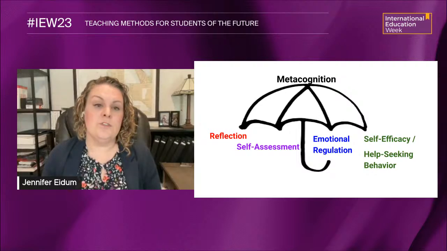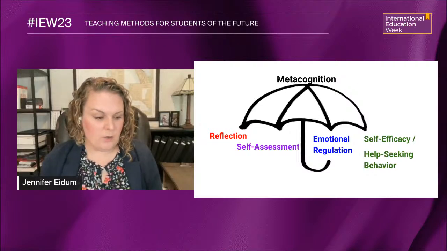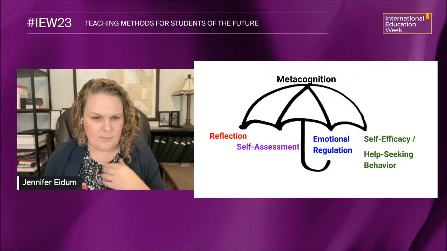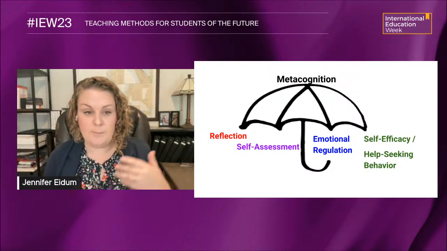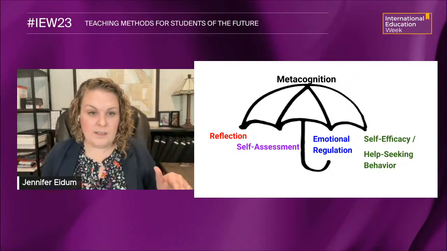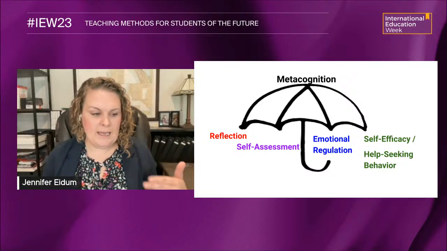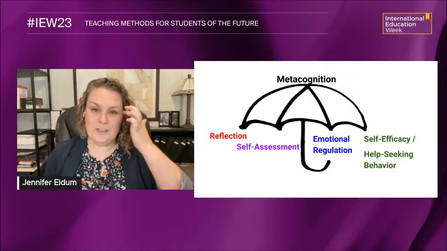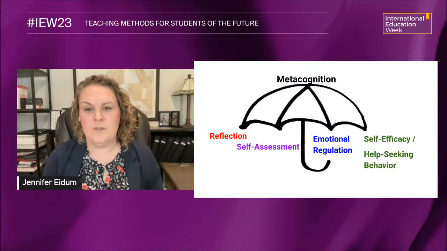Metacognition also includes emotional regulation. So being able to say to yourself, how am I feeling? Am I mad? Am I sad? Am I frustrated? Am I happy? Am I disappointed? Figuring out what feeling you're feeling and then being able to regulate that behavior, as we talked about earlier with resilience, kind of checking in with those feelings.